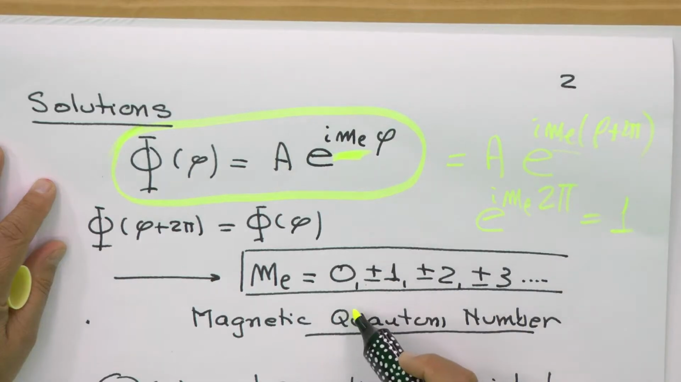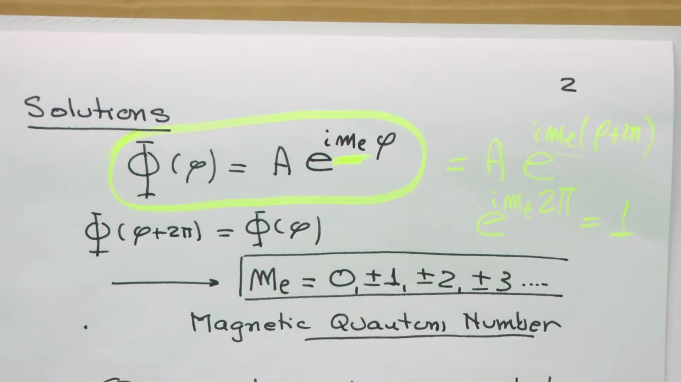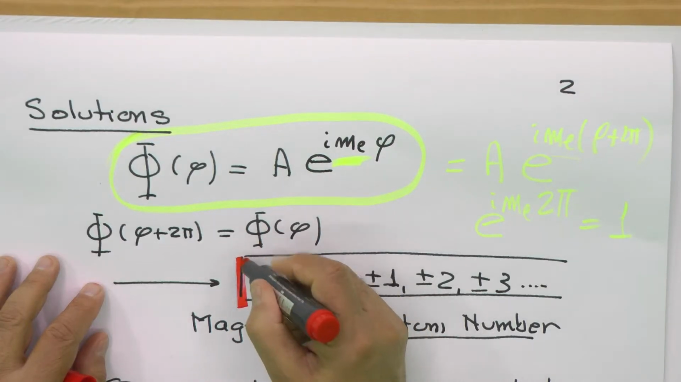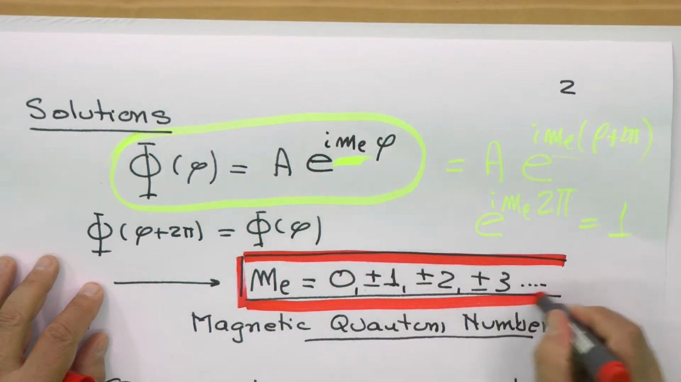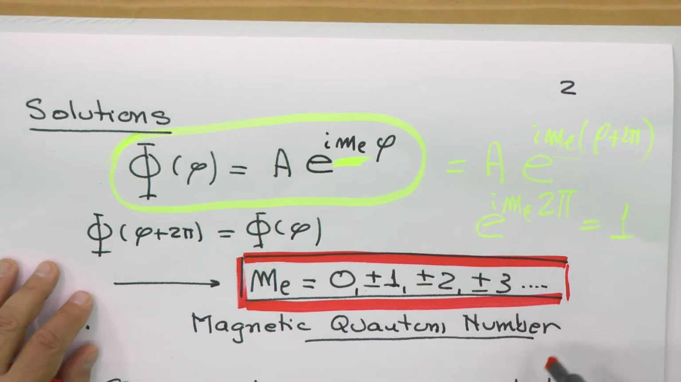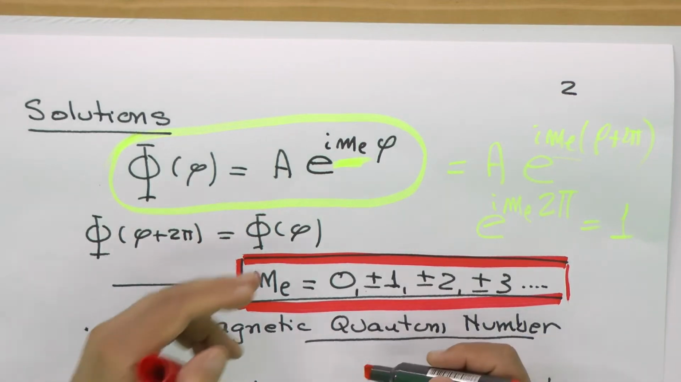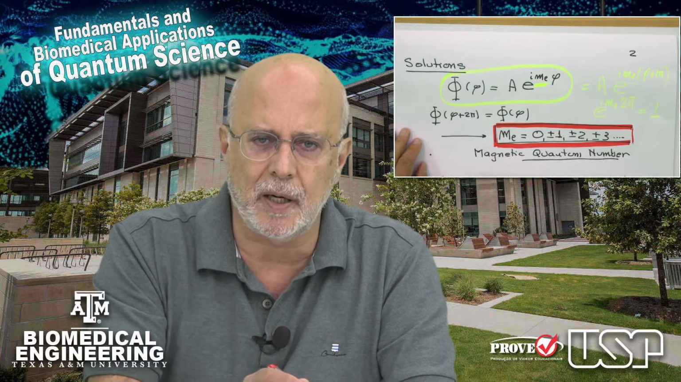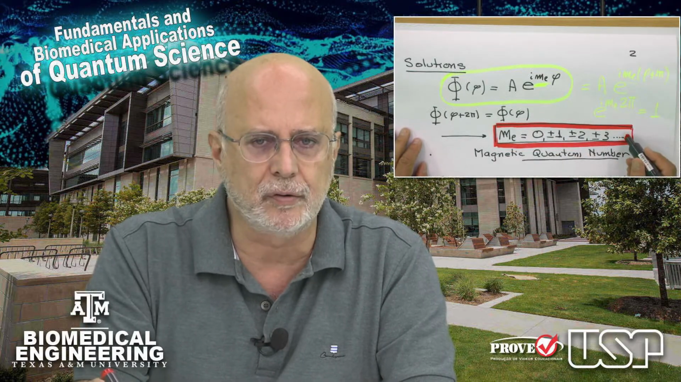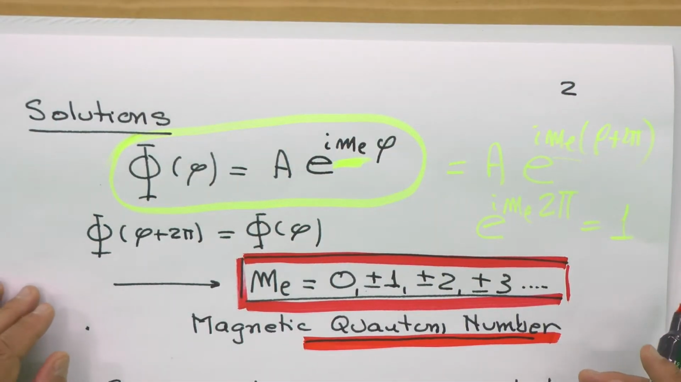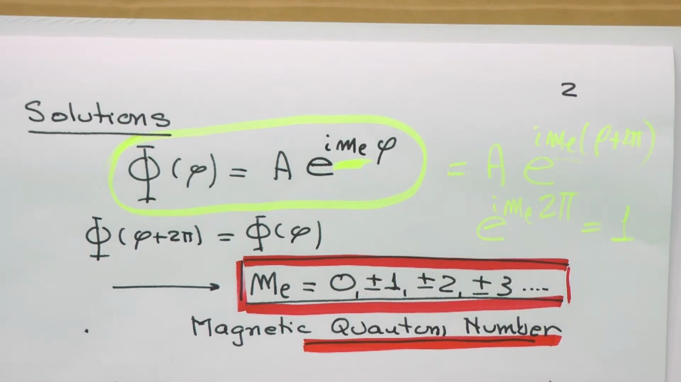And for that to be true, the m_l has to be an integer, positive or negative. So because of this boundary condition, we already got values for the constant m_l. So m_l can be only 0, plus or minus 1, plus or minus 2, plus or minus 3, and so on. And this is a quantum number, which means that the solution will exist when this parameter, this number that appears in the equation, is one of those numbers. And this is one of the quantum numbers that appear, and it's called the magnetic quantum number.